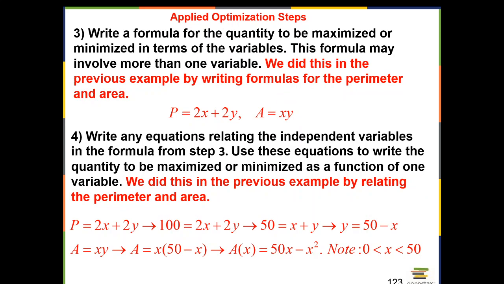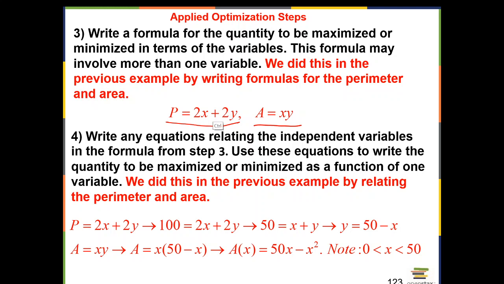All right. The third step, write a formula for the quantity to be maximized or minimized in terms of the variables, right? And we did that. So here we go. That's what we did. And then, of course, this formula may involve more than one variable, and it did in our example. And we also had the parameter given, which is the constraint, right? The limitations on the variables. Okay, and then write any equations relating the independent variables in the formula from step 3.